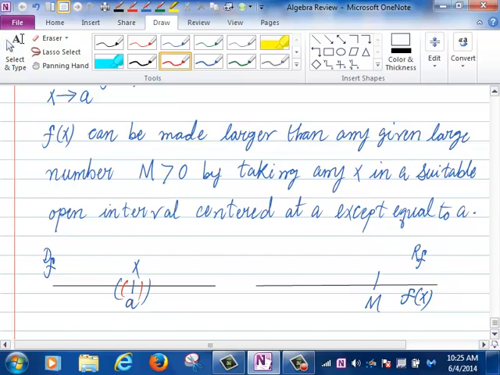Everybody's okay with that? All right, so that's what it means to say that the limit of f, loosely speaking, is infinity. It means that as x gets closer and closer to a, from either side of a, the value of the function is going to infinity. The value is getting larger and larger. Everybody's okay? As x gets closer and closer to a, the value of the function is getting bigger and bigger.